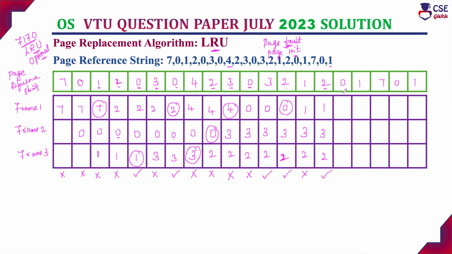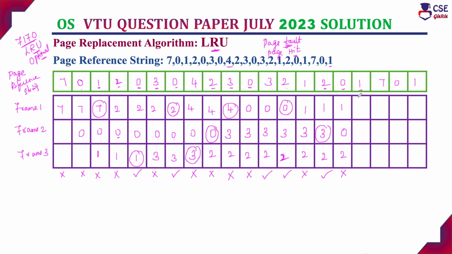And the next reference string is 0. 0 is not available in any of these 3 frames. Okay. So you should select the victim page. Victim page should not be 2 and 1. So 2 and 1, if it is not there, then obviously 3 is the victim page. So replace 3 with 0. Now the frames will consist of 1, 0, 2. And this is a page fault.